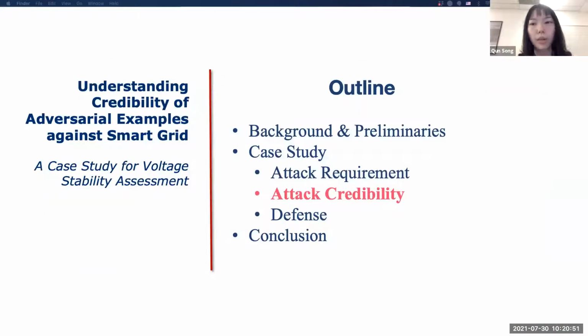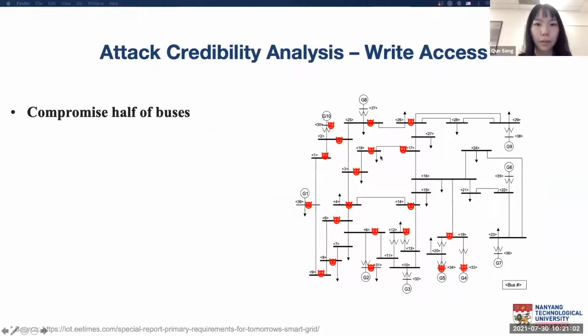Now we understand the requirements to conduct each of the attacks. In what follows, I will discuss the credibility of these requirements in detail. First, I will discuss the attack credibility in terms of the write access requirement.